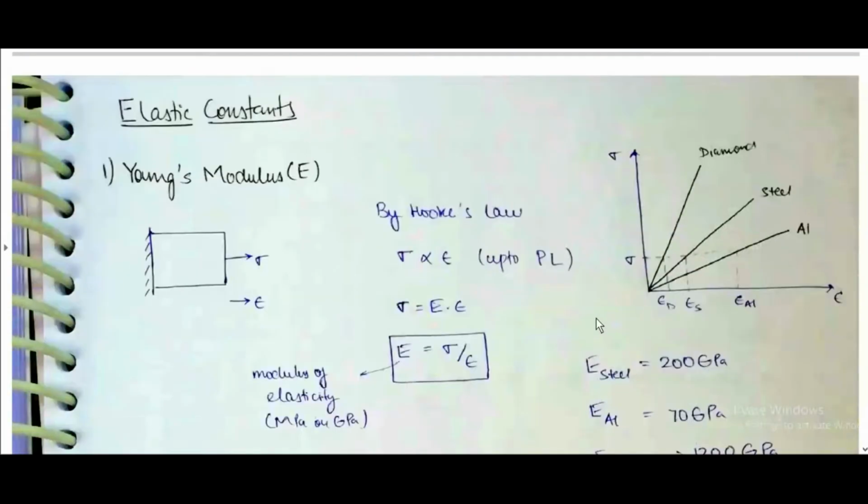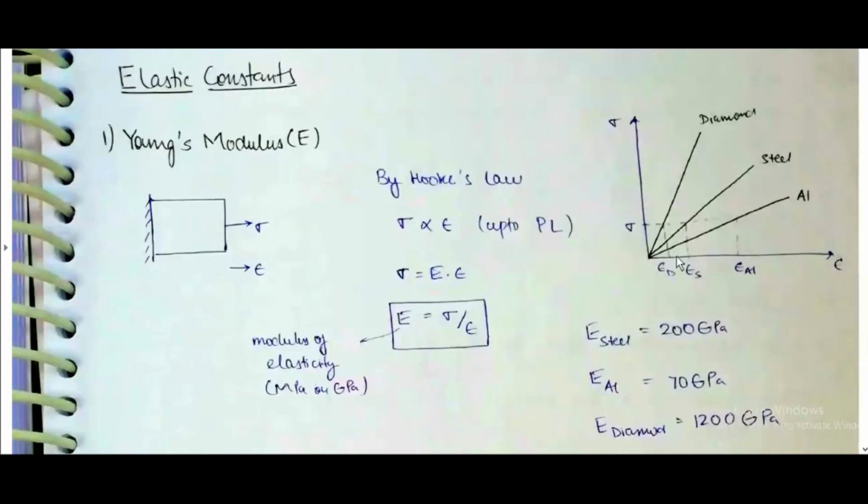Now coming to elastic constants. Young's modulus E. By Hooke's law, sigma is directly proportional to epsilon. Sigma is equal to E epsilon, so E is equal to sigma by epsilon. E is the modulus of elasticity, with units of megapascal or gigapascal.